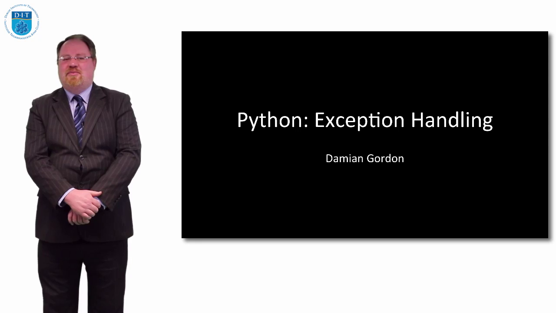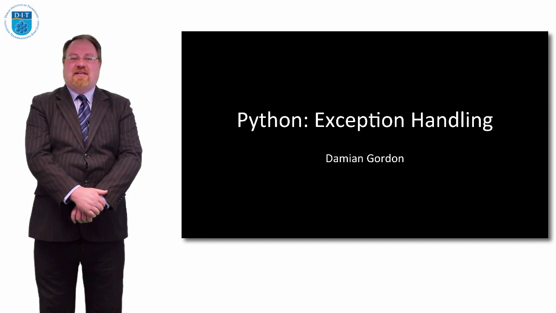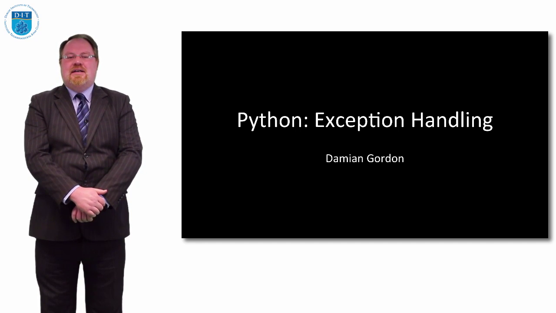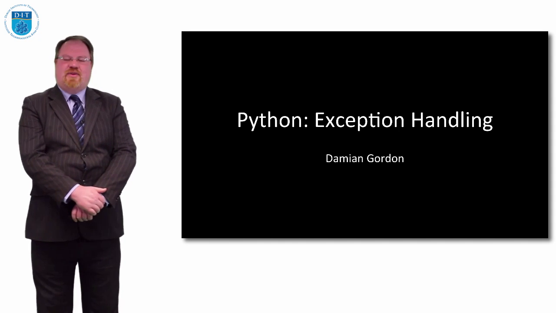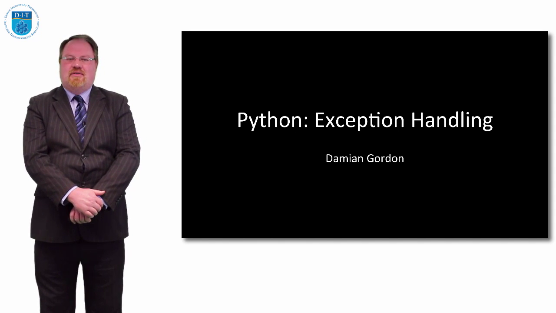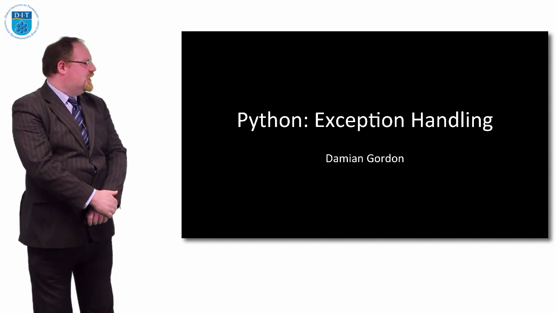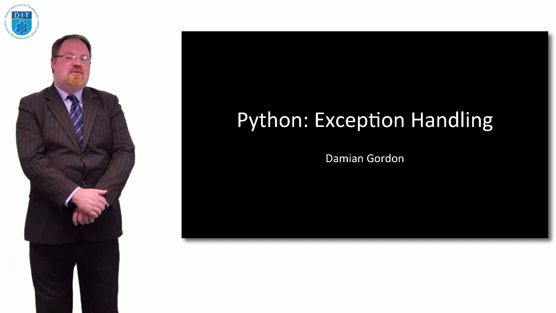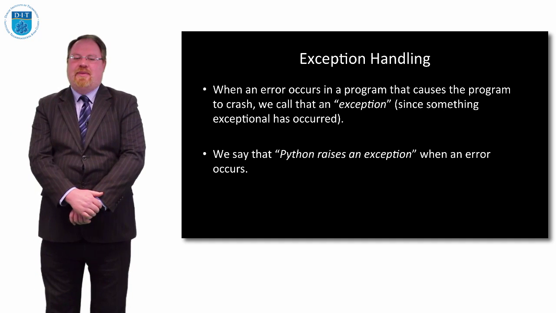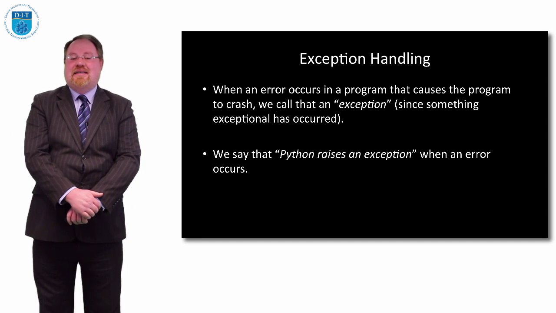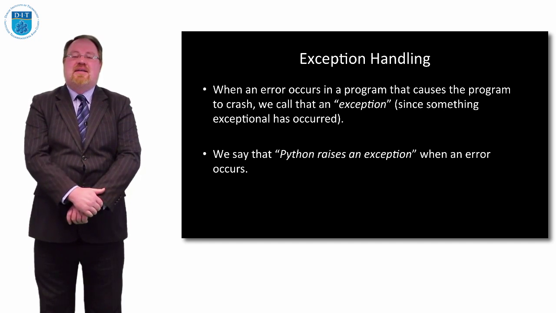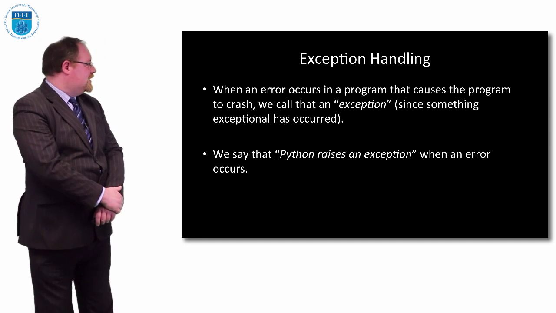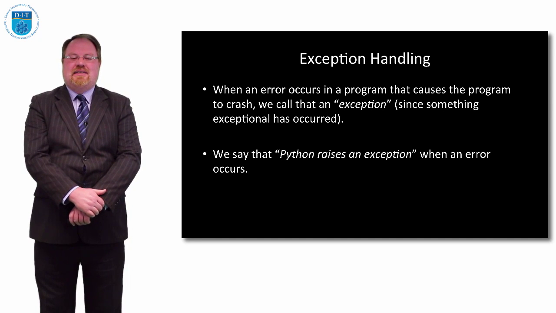Continuing on really from opening and closing files, we're going to look at what's called exception handling. So how do we deal with if something unusual occurs? We have, in most programming languages, features that allow you to handle exceptions. So when an error occurs in a program that causes the program to crash, we call that an exception. We can say an exception has occurred, or Python raises an exception, something like that.